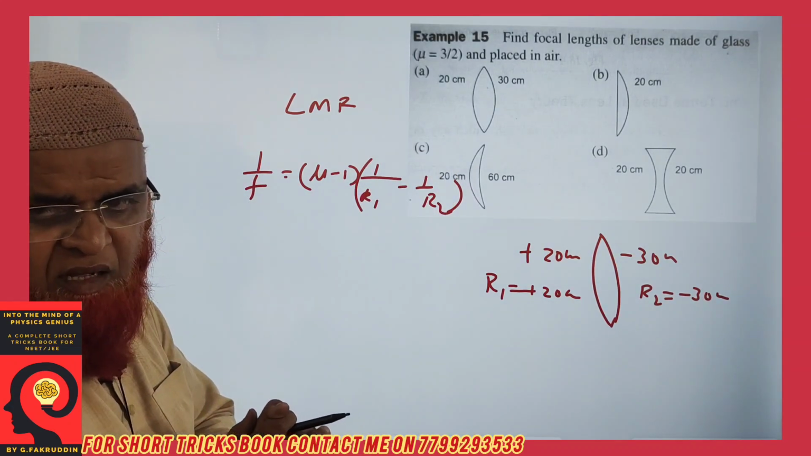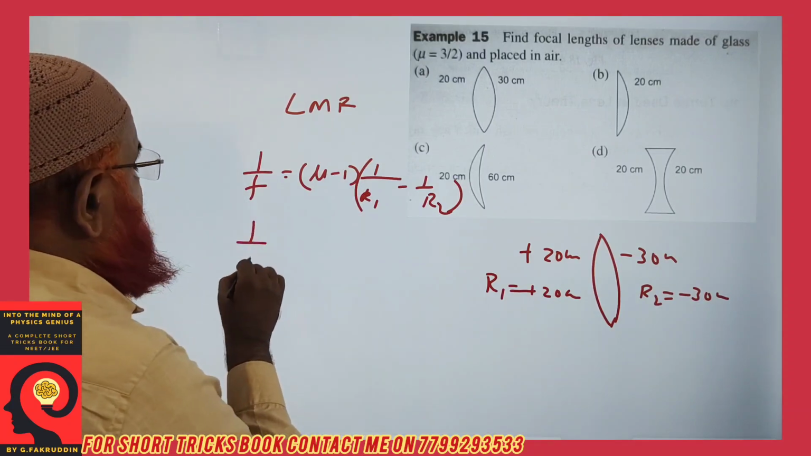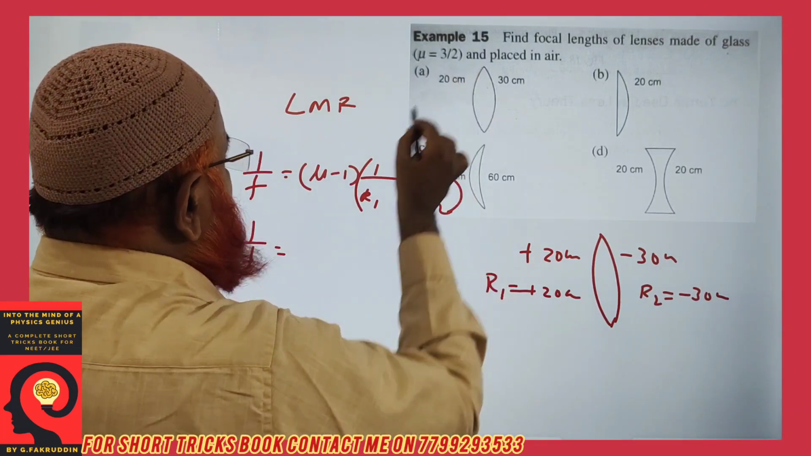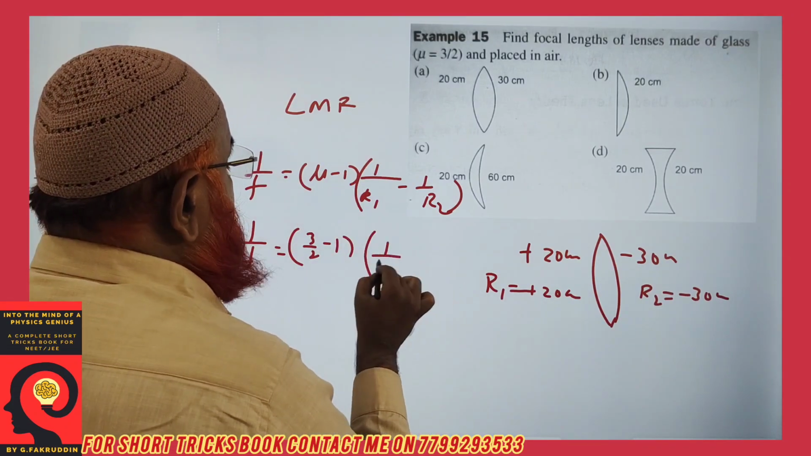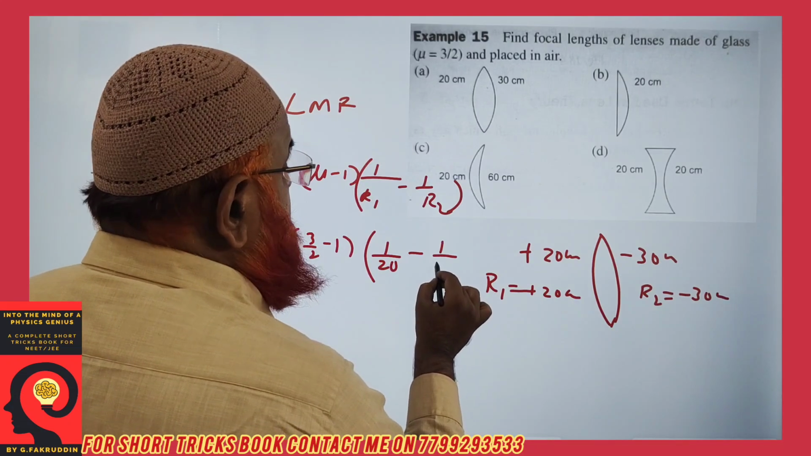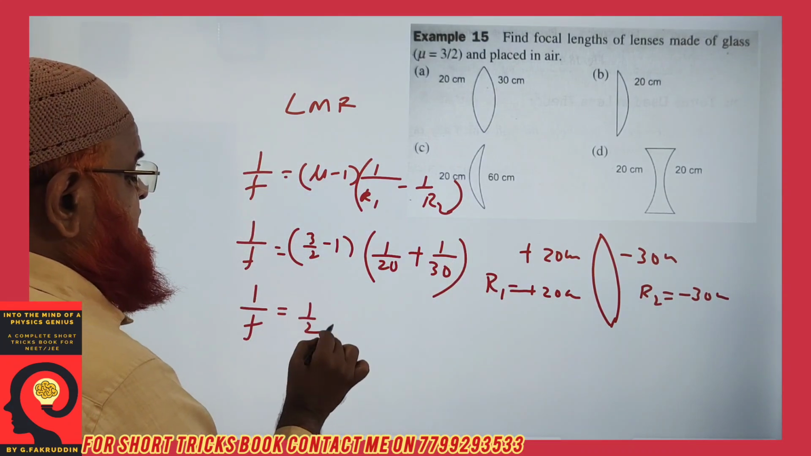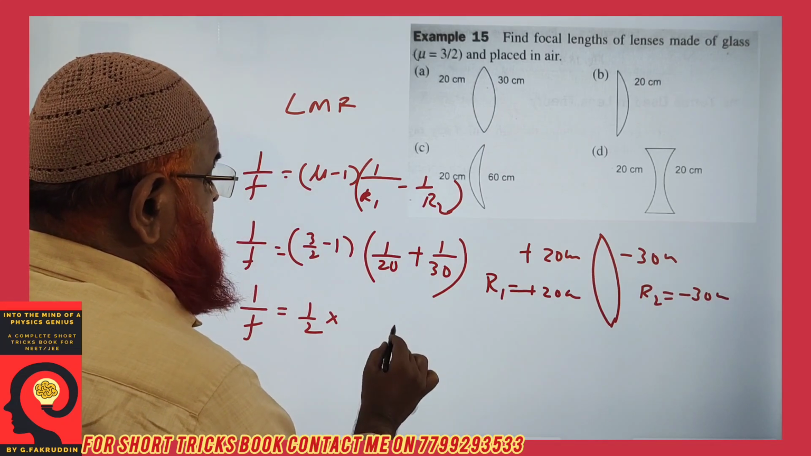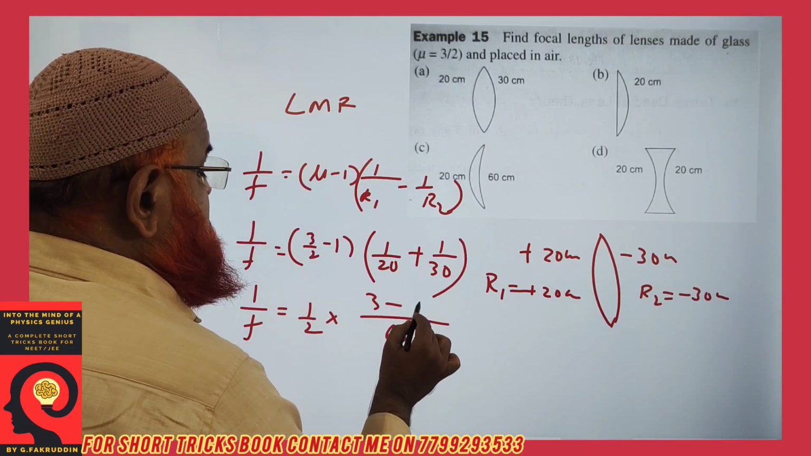It is a 10th class formula. So 1 by f is equal to mu minus 1, which is 3 by 2 minus 1, that is 1 by 2. So 1 by R1 is plus 20, minus of minus 1 by R2 with R2 as minus 30. Minus of minus is plus here. So 1 by f is equal to 1 by 2 into 30. 3 2s are 6, 60 is the LCM, so this is 2 3s minus 3 2s.